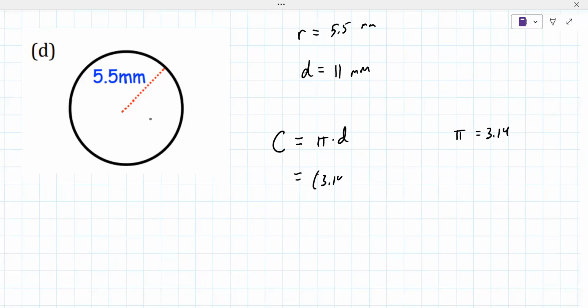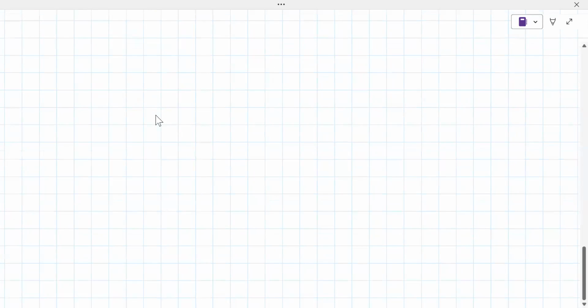34.54 millimeters. Good. Okay. I think you've got it now. Now, you can also go the other direction. Like if I give you the diameter, the radius is 1/2 the diameter.